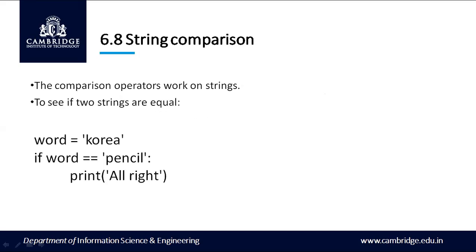Next is string comparison. We will check if two strings are equal in this example. The first word is Korea, and the second string is pencil. If word equals pencil, then print all right. Otherwise it will not print all right. Here Korea is not equal to pencil, so it will not print all right. This is just a comparison of strings to strings.